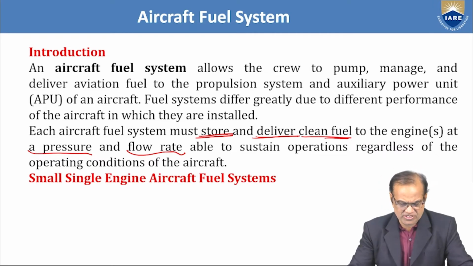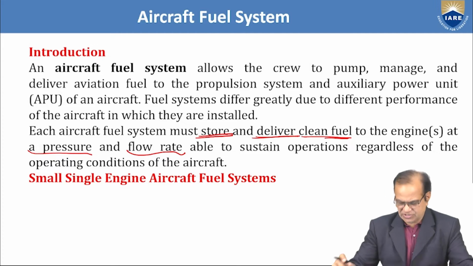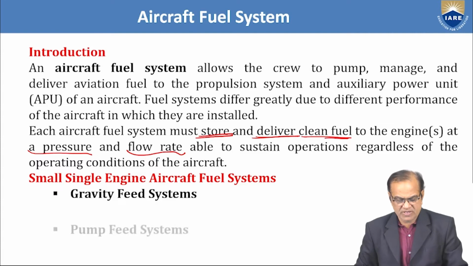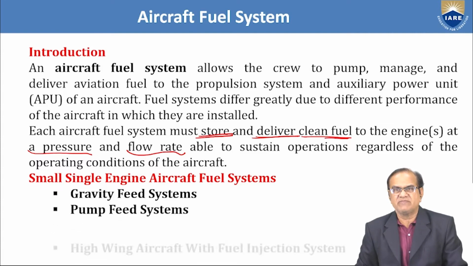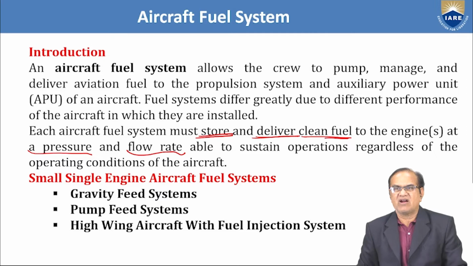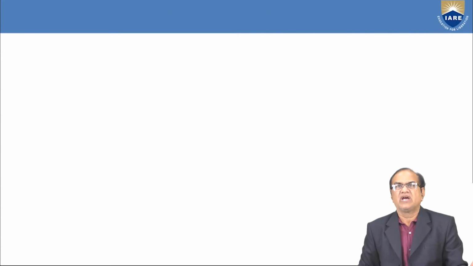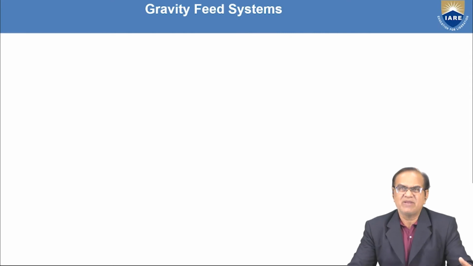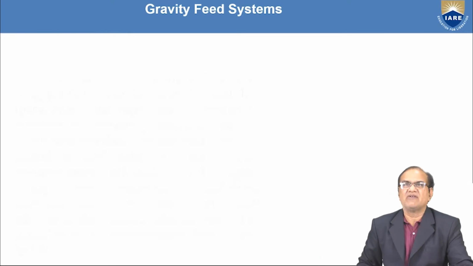Now, if I talk about a small single engine aircraft fuel system, we have the gravity feed system, the pump feed system, and the high wing aircraft with fuel injection system. These are for the small single engine aircraft fuel system. Now, we will talk about the gravity fuel system, a very basic fuel system in which the flow happens by the gravity of the earth, and fuel goes with the help of gravity.